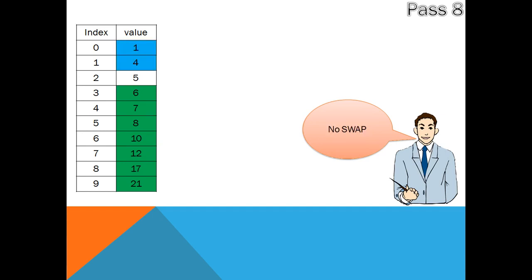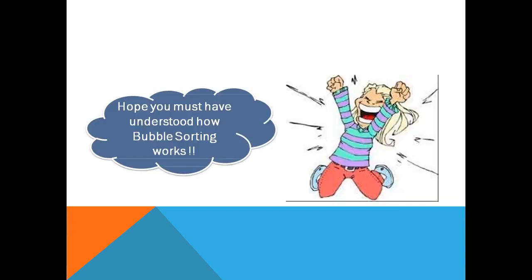Now let us move to pass 8. 1 and 4, no exchange. 4 and 5, no exchange. 5 is already in its position now. Okay, now pass number 9. No exchange is required. Hence, everything is shown in green now, the meaning of which is the entire array is sorted. This is how bubble sort takes place. Now, hope you have understood how bubble sort works.